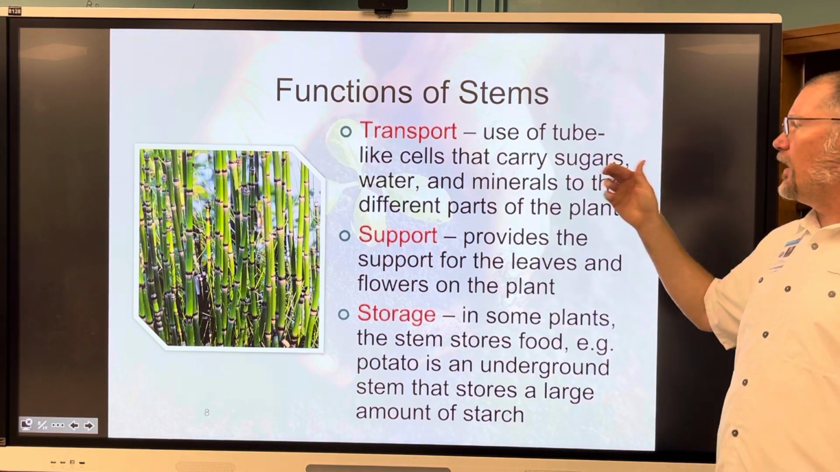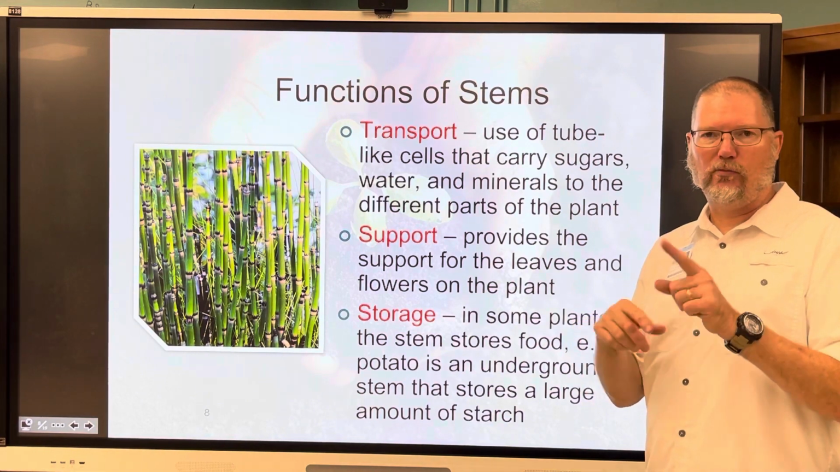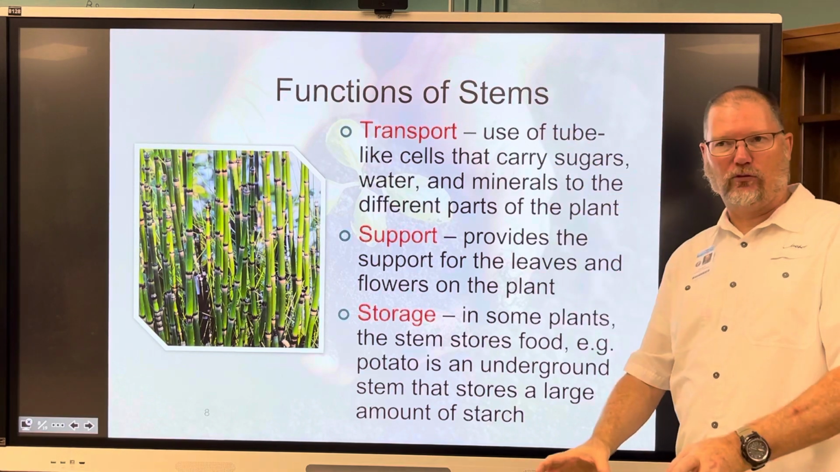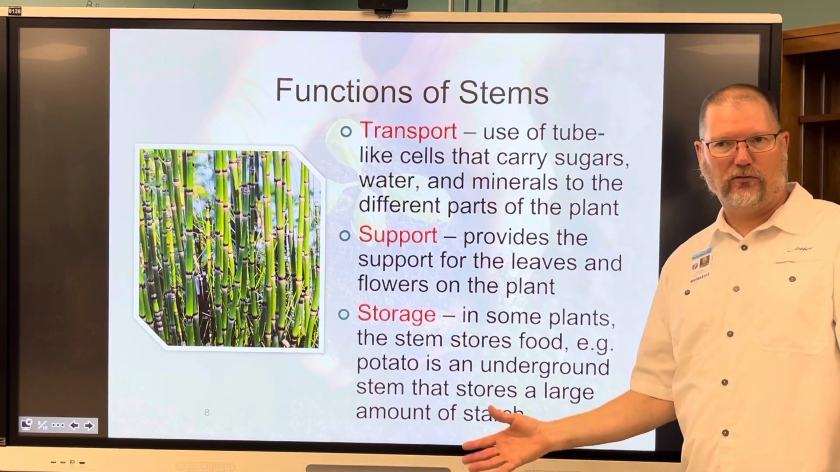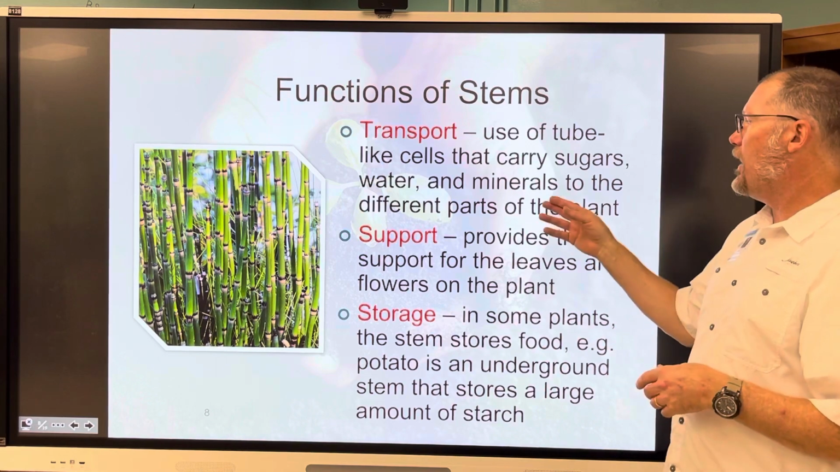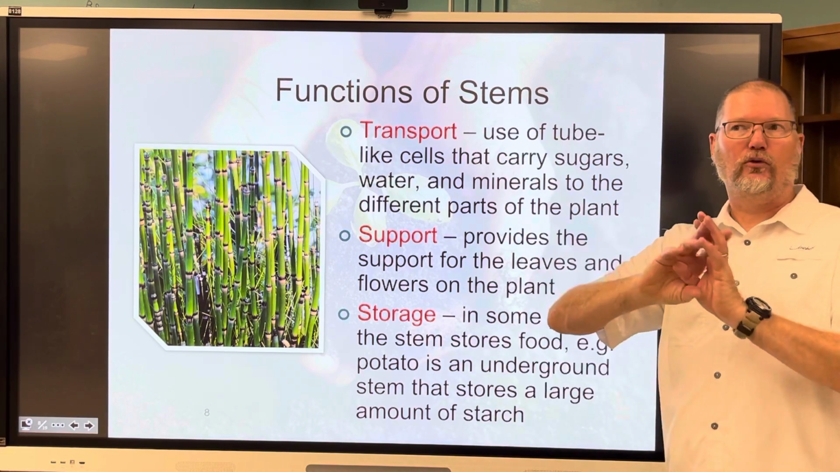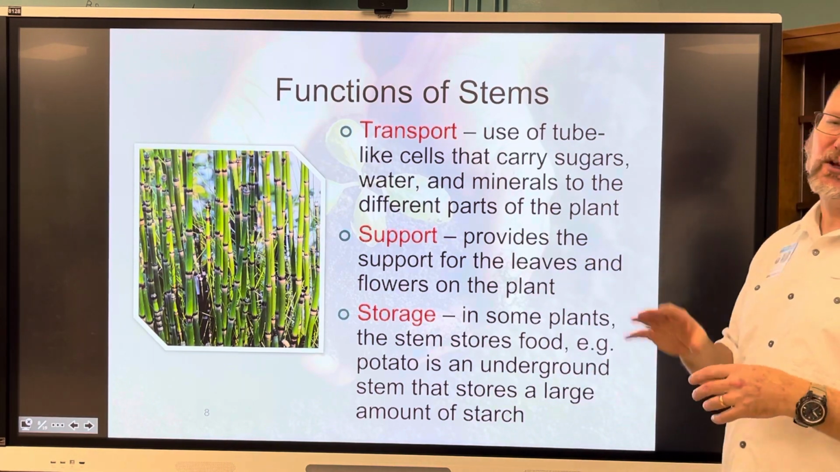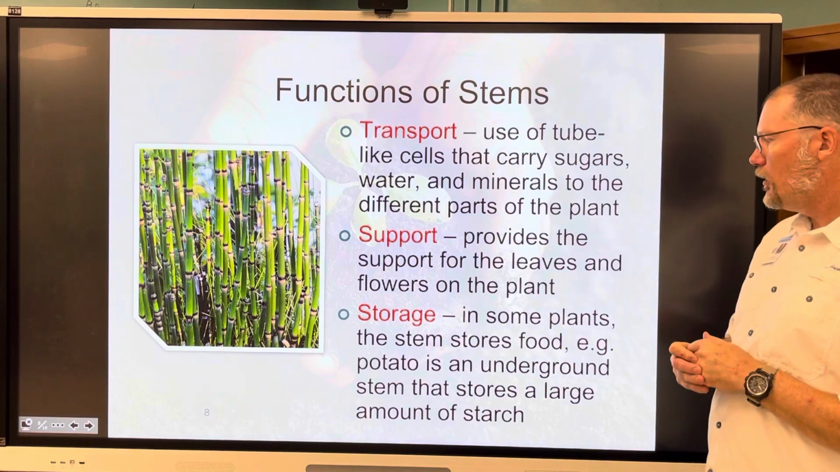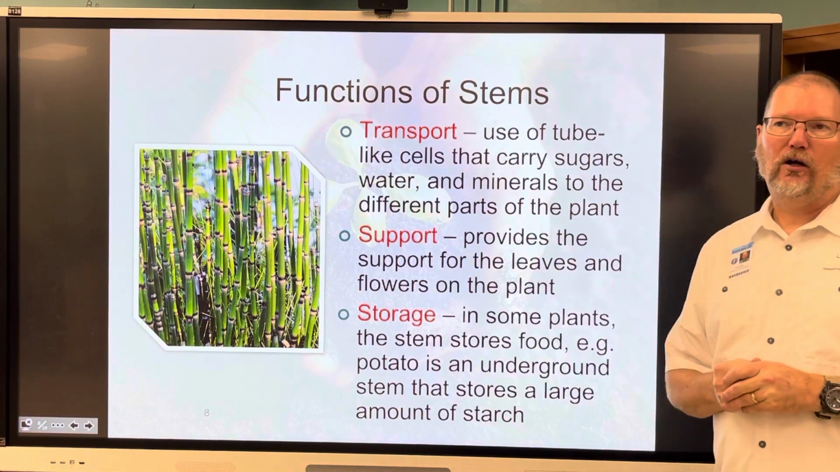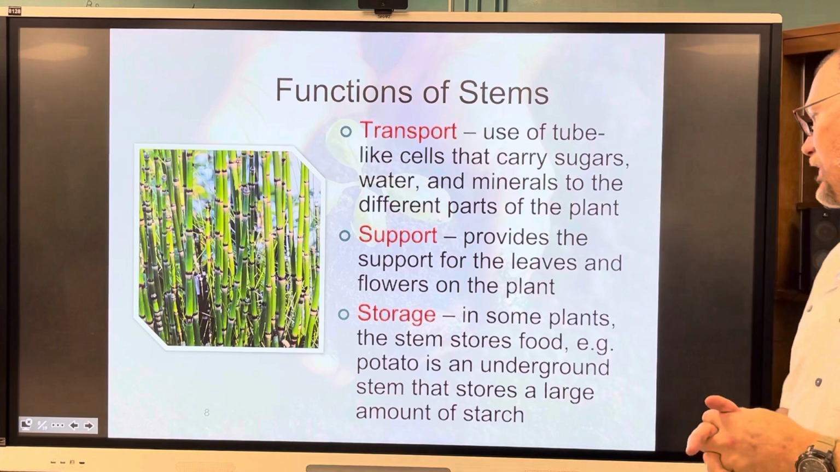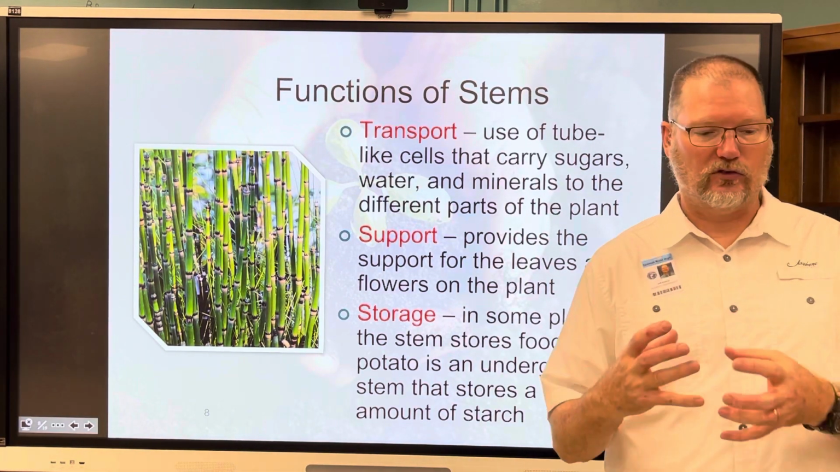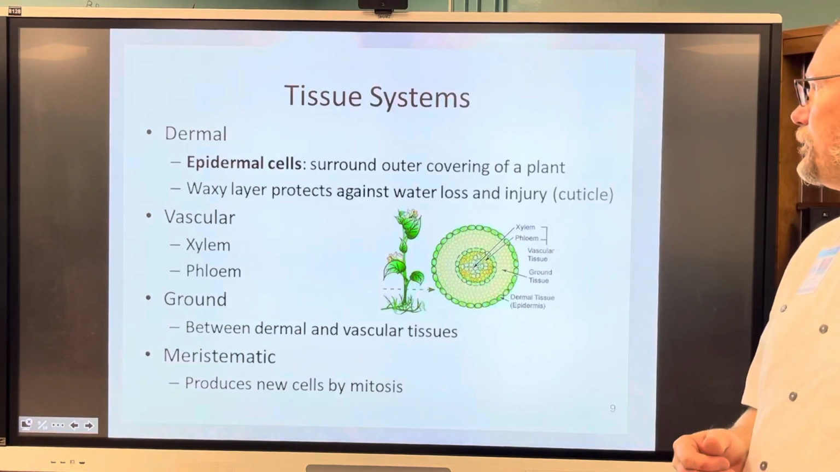They use those cells, the xylem and the phloem, which we'll talk about later, we mentioned it before in this class, to transport sugars from the leaves down to the rest of the plant, so that those cells can get food, and water and minerals up from the roots to the leaves, so the leaves can be healthy and do their job of photosynthesis. They support the plant, right? And of course, some of them are used for storing food as well. For example, potato is a modified stem that grows underground that stores starches for the plant.